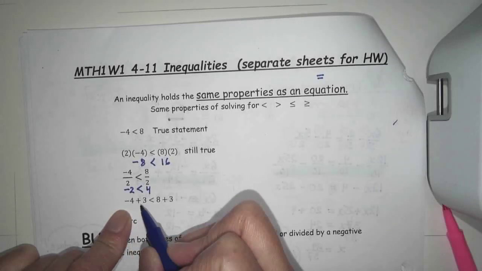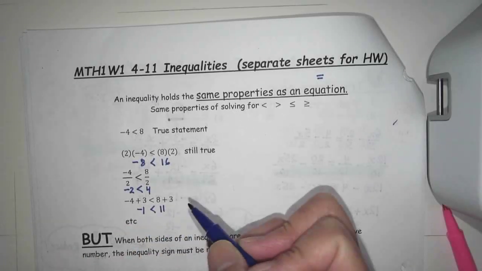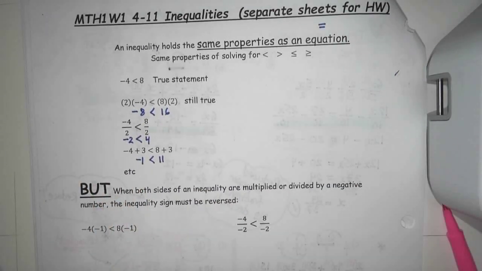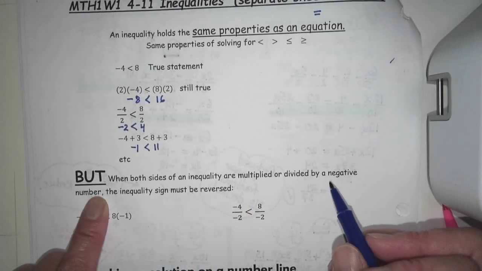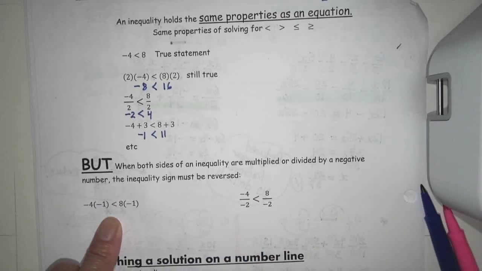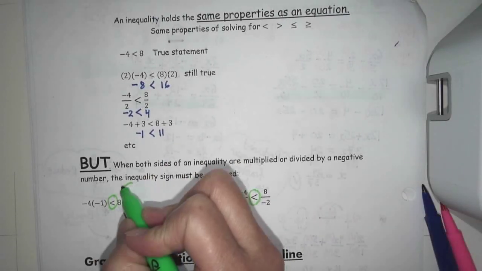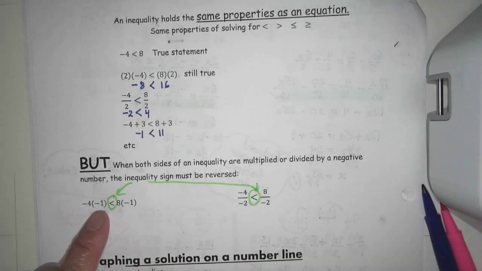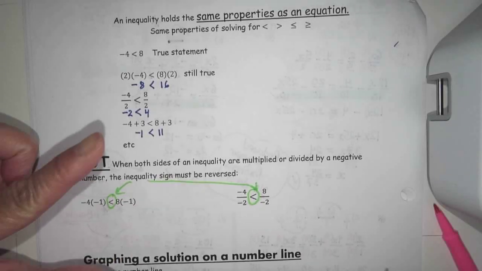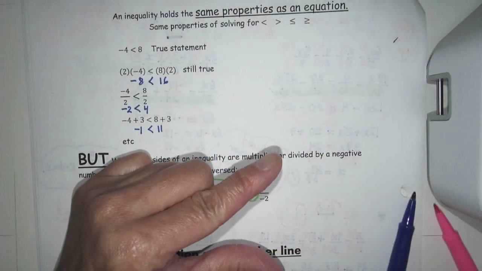So negative 4 plus 3 is negative 1. That's still less than 11, so still true. But, here's the big capital B-U-T, but. When both sides of an inequality are multiplied or divided by a negative number, then this inequality sign, the one in the middle, must be reversed. Reversed means switched, so instead of being less than facing this way, it would face, the mouth open this way. Okay? This one here, it's facing this way, so it would face that way.